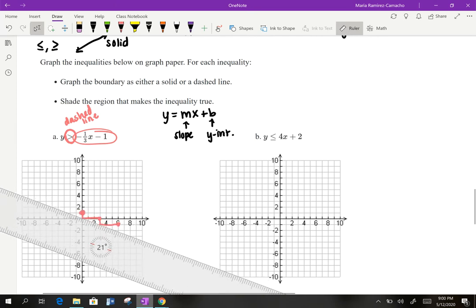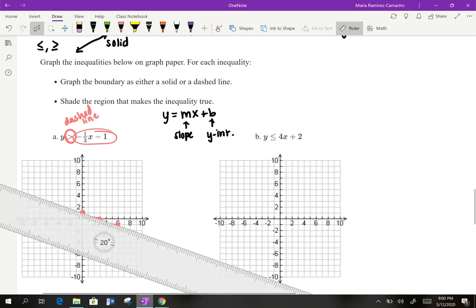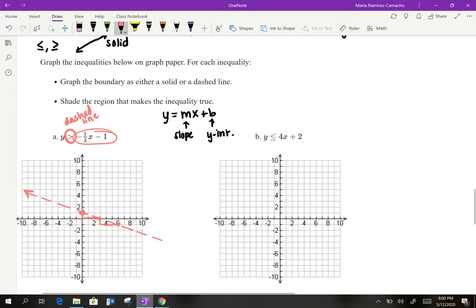But remember, it's got to be dashed, because we said it was going to be dashed. It can't be a solid line. So there we go. There's our dashed line. Again, I used this as my slope, and that is my y-intercept.